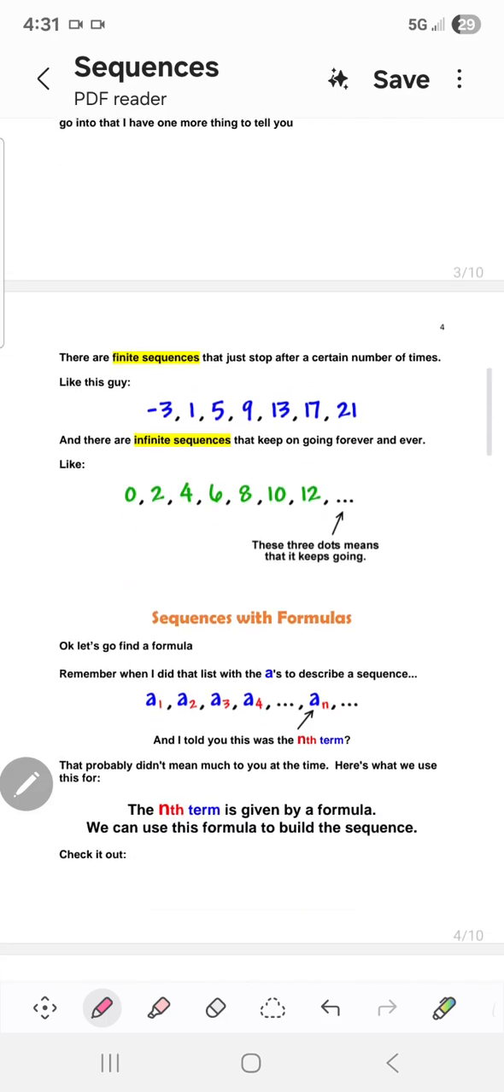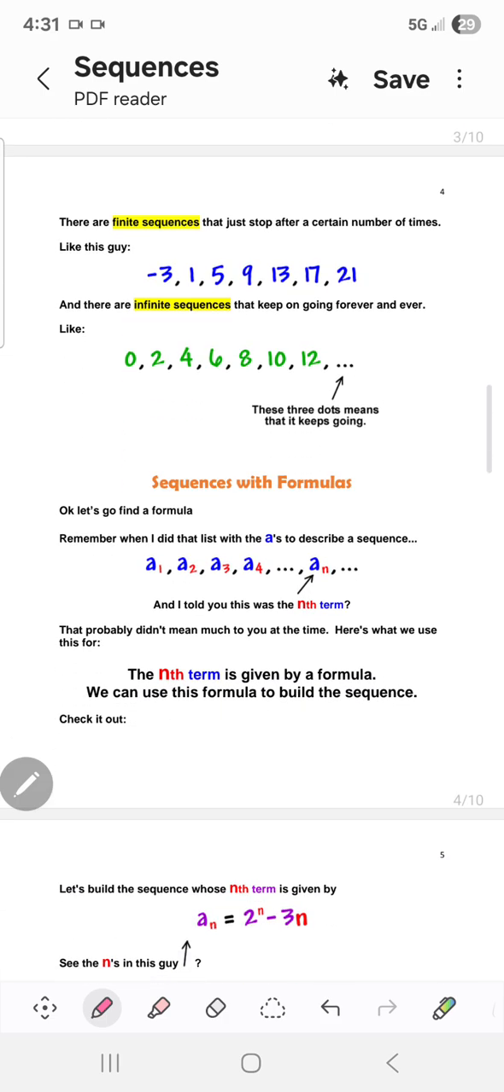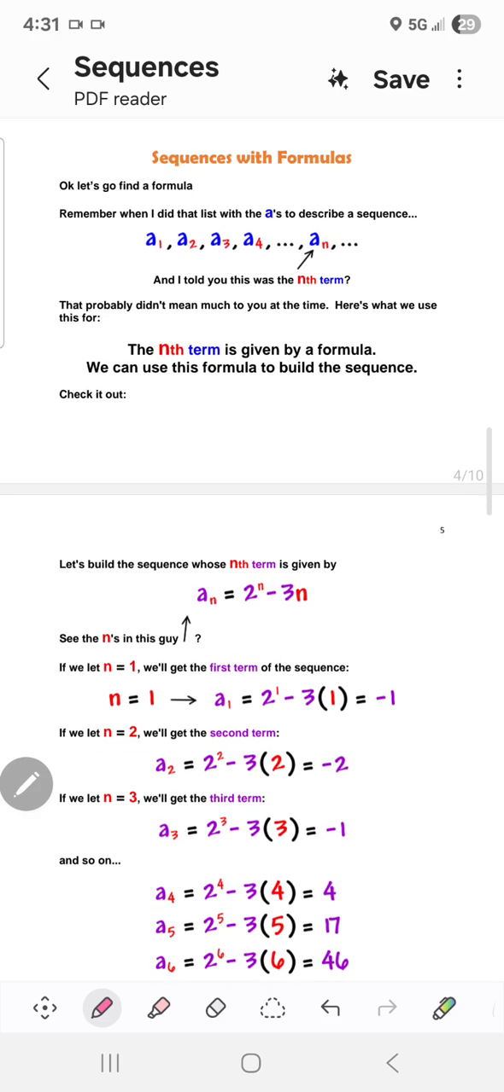All right, so before we get into formulas, there's two types of sequences. We have a finite sequence. This is, it stops, right? There's no going on. It stops, finite. And then there's infinite, right? Dot, dot, dot. It keeps going forever and ever. Okay. So we need to come up with some formulas.